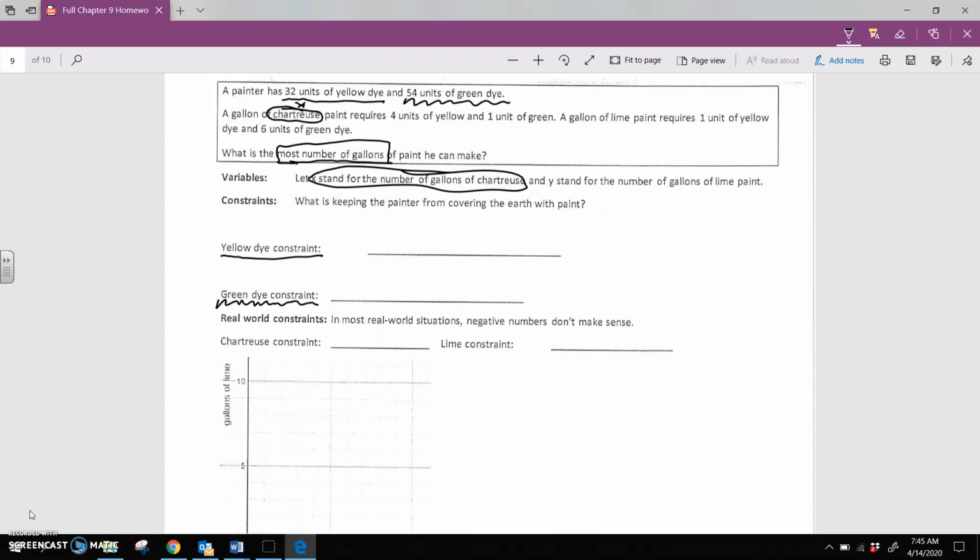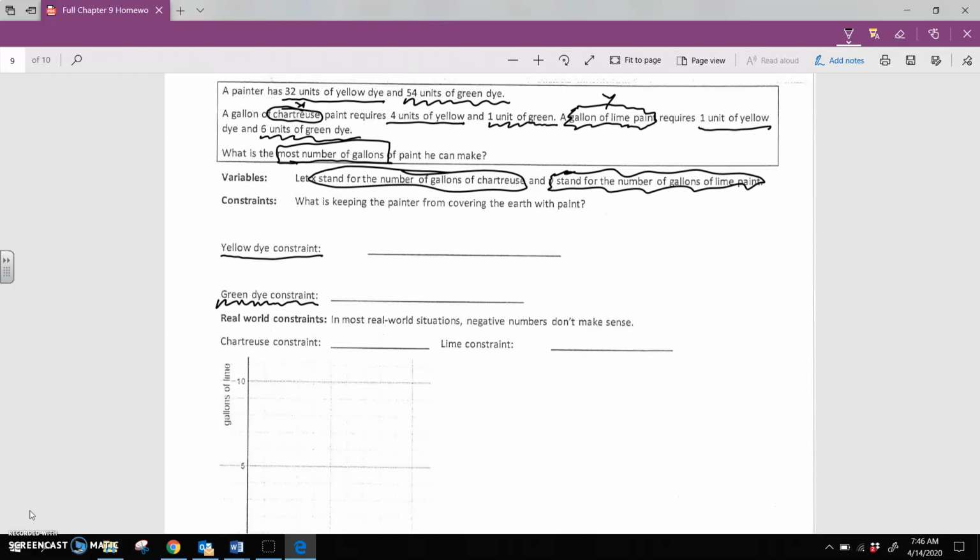It requires 4 units of yellow dye. So I underline, and 1 unit of green, which means I'm going to squiggly underline it because those are 2 separate constraints. A gallon of lime, okay, so this is now my other variable, so that's going to be Y, as you can see down here. We won't always give you that part. Requires 1 unit of yellow, sorry, and 6 units of green.